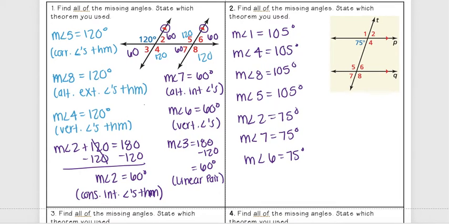Okay, so these are the answers that you should have gotten. 1, 4, 8, and 5 should have been 105 degrees. So you just do 180 minus 75 to find that. And then measure of angle 2, 7, and 6 should have been 75 degrees. 6 is from alternate interior angles. 7 is alternate exterior. And then 2 is from vertical angles.